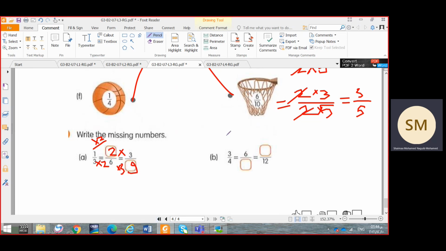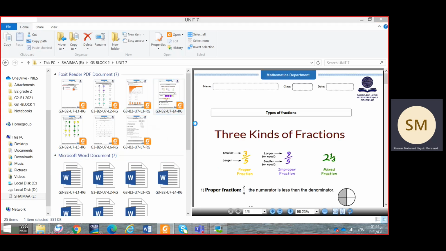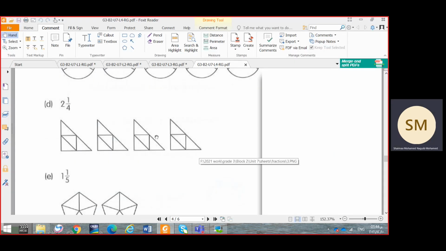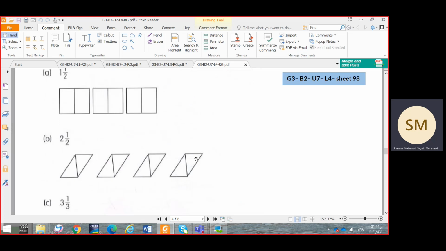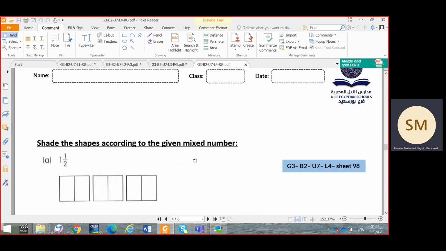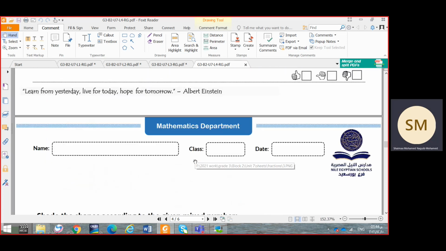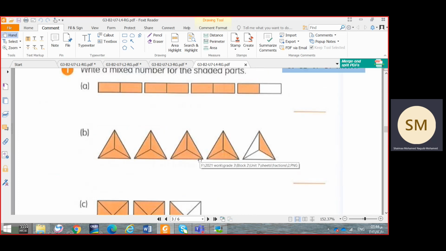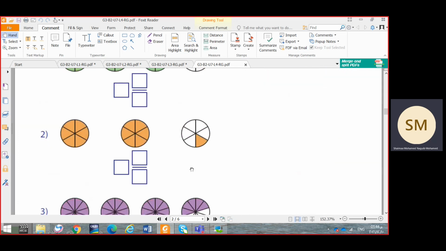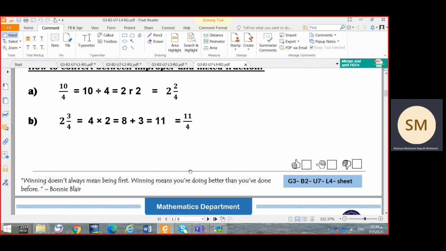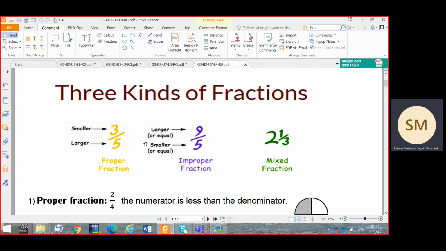Okay, let's move to another lesson. Lesson 4. This is a kind of fraction, and this is very easy. There is fraction. I will start from the beginning. There are 3 kinds of fraction. Here we have proper fraction. Proper fraction is usual in our life.